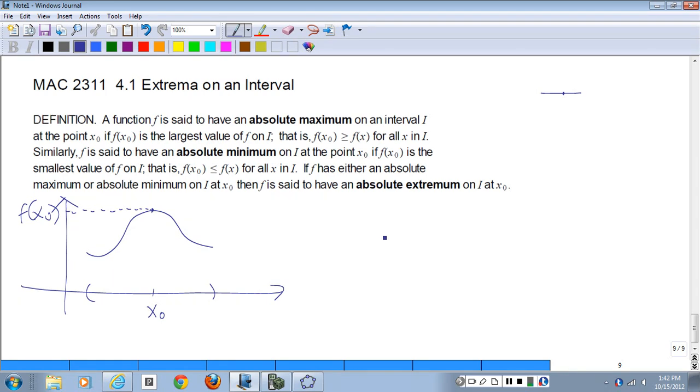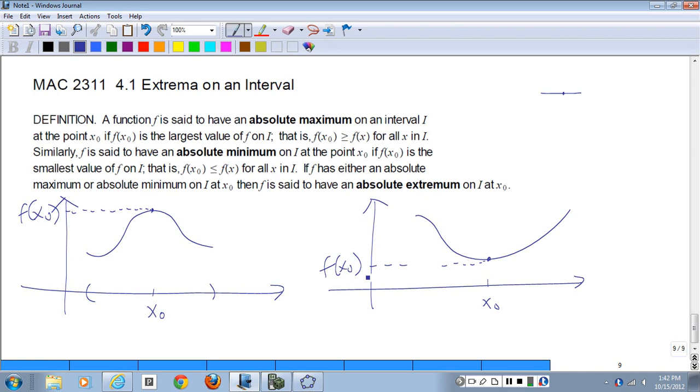And similarly, if we have something like that, and an x sub 0 there, and if we evaluate the function at x sub 0, and that's the least value of the function on the interval, in the sense that there's no number in the interval where you evaluate f and you get a lesser value, then that's an absolute minimum. F has an absolute minimum at that particular point.